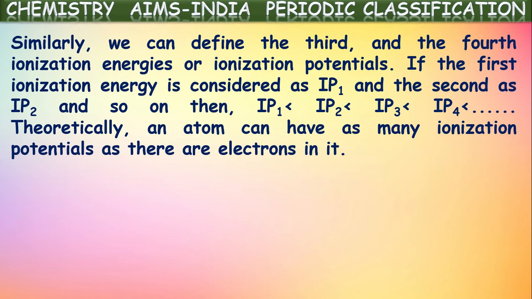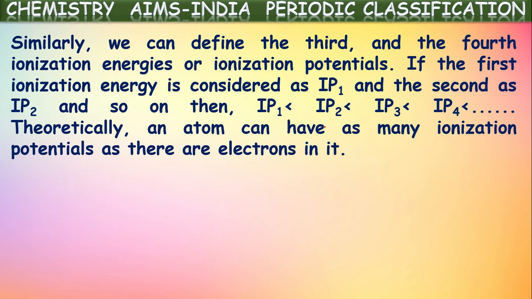If the first ionization energy is considered as IP1, the second as IP2, the third as IP3 and so on, then for any atom, IP1 will be less than IP2, which is less than IP3 and so on. It means the amount of energy required to remove the first electron from an atom will always be lower than the amount required to remove the second electron from the unipositive ion, and it will be less than that of the second one. In that way they are related.